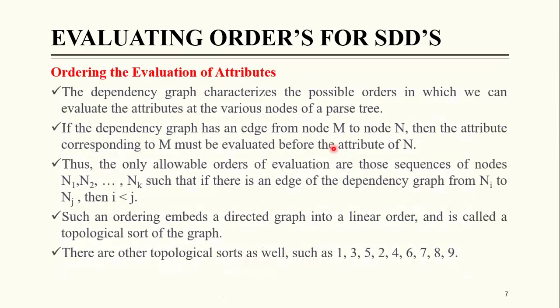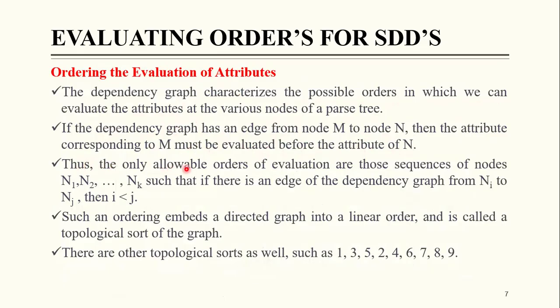The next subtopic is ordering the evaluation of attributes. The dependency graph characterizes the possible orders in which we can evaluate the attributes at the various nodes of a parse tree. If the dependency graph has an edge from node m to n, then the attribute corresponding to m must be evaluated before the attribute of n.